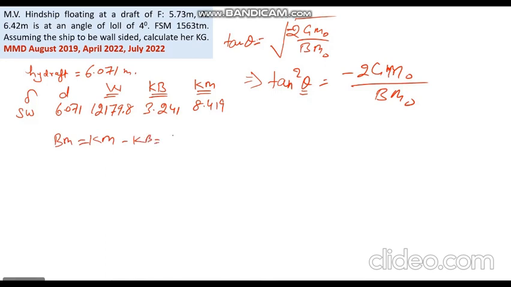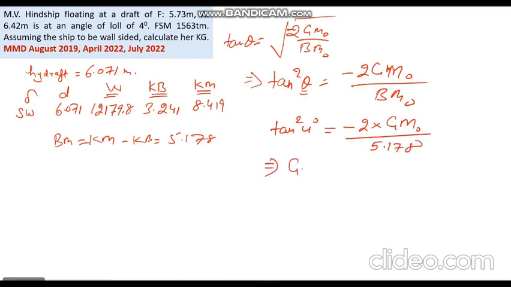5.178. Now we go to the expression. The angle of loll is 4 degrees. So tan square 4 degrees will be equal to minus 2 into GM initial divided by BM, 5.178. Can you please calculate the GM initial with this formula now, beta?